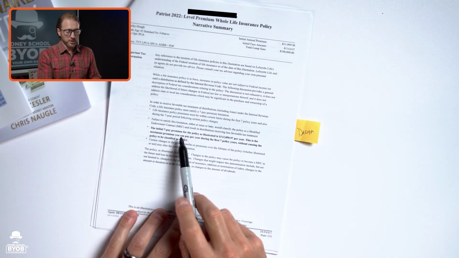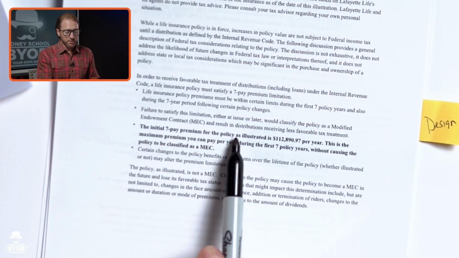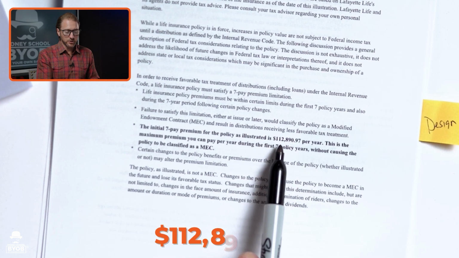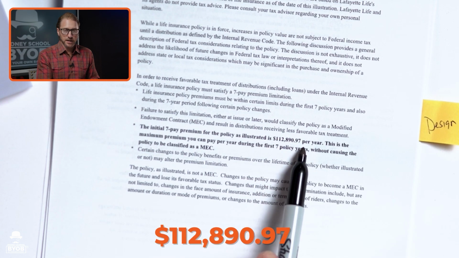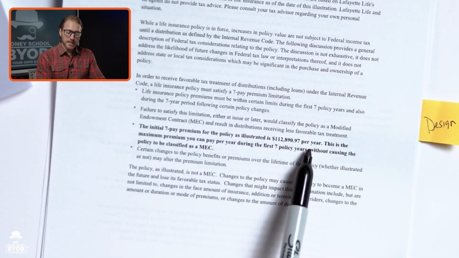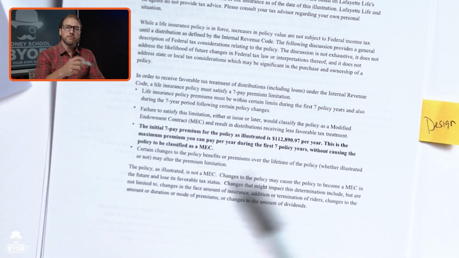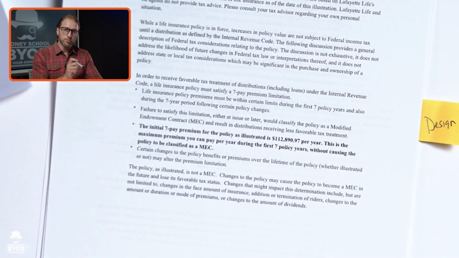Over here, this is the one with the $100,000 dump in. If you look here, the initial 7-pay premium for the policy as illustrated is $112,890.97. You see how tight that is? This policy is about as efficient as you can design a policy. And it is designed almost a 50-50 if you really looked at the numbers. $112,890, which means you can only put $890.97 above and beyond your stated premium deposit, which was $12,000. And that is about as efficient as I can build a design.